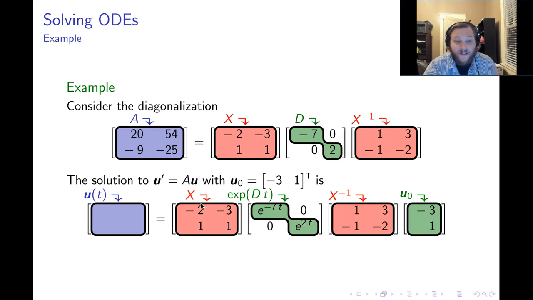Now all we need to do to get our solution to the initial value problem is multiply these expressions together: X times the exponential of Dt times X inverse times u0. I did this multiplication earlier, and I got that the first coordinate of u of t is -3 times e to the 2t, and the second coordinate is e to the 2t. So if we can diagonalize our coefficient matrix A in our system of differential equations, we can write down the solution, which involves the exponential of the diagonal matrix in our diagonalization. This is one of the great applications of diagonalizations.